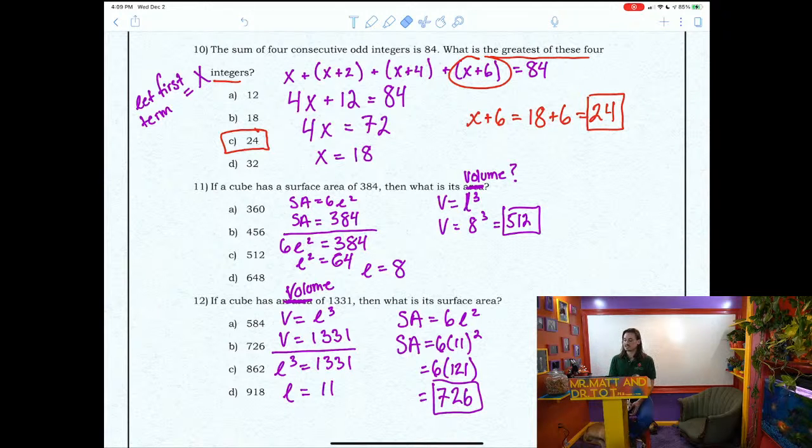But if we know that the side length is equal to 8, then we can plug that into the volume equation. Volume is equal to side length cubed. So volume is equal to 8 cubed, which is going to be 512, and that is also answer selection C.